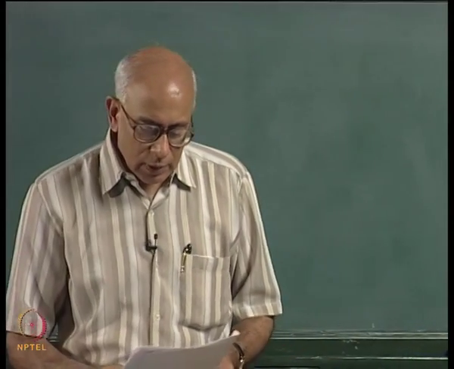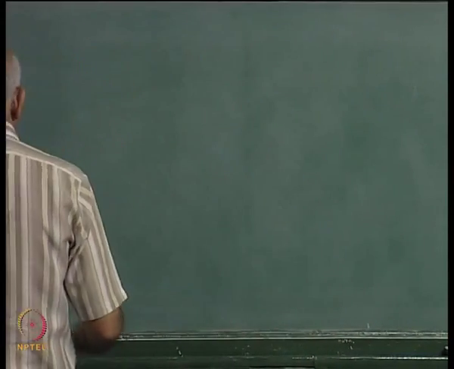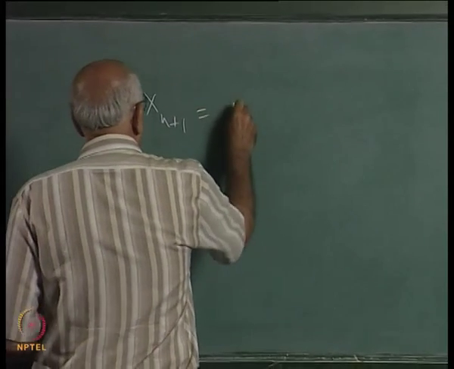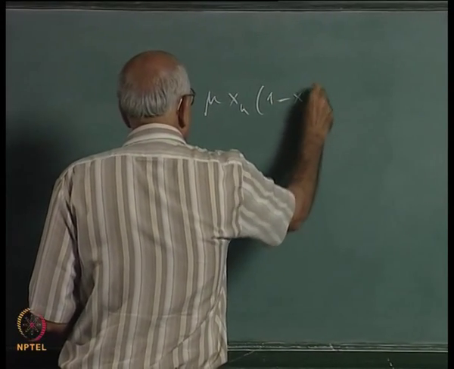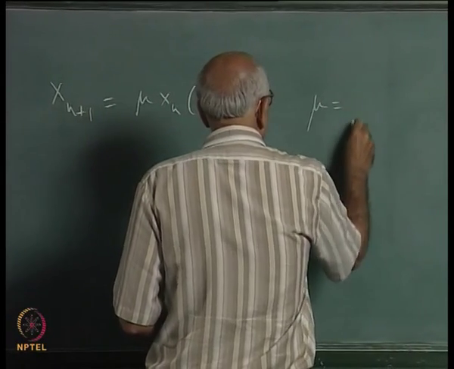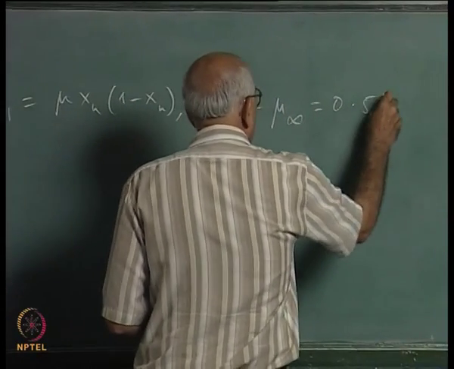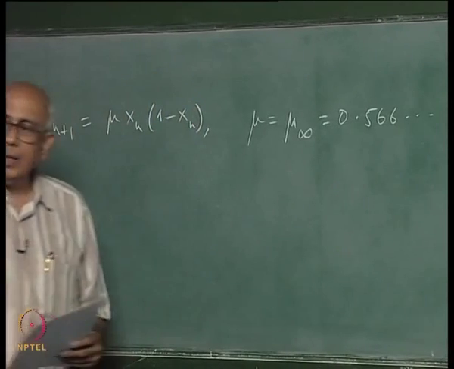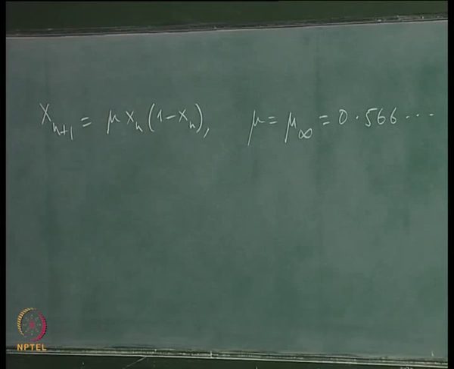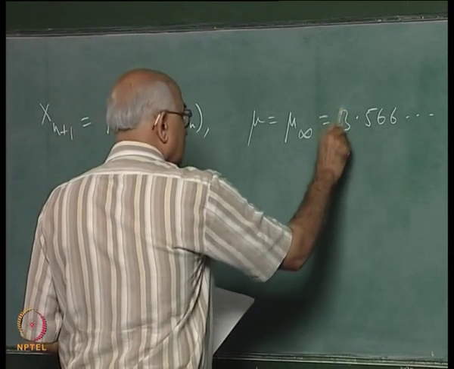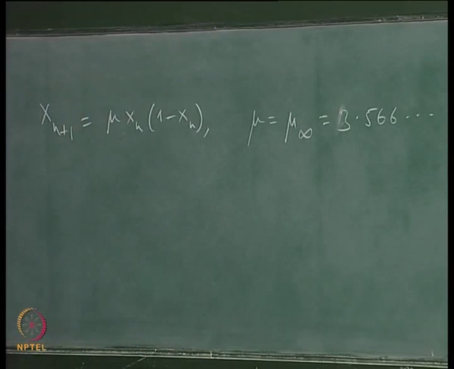The Lyapunov exponent of the logistic map, x(n+1) equals mu times x(n) times (1 minus x(n)), at mu equal to mu infinity equal to 3.566 etc. This is the end of the period doubling cascade of bifurcations. So the statement is that the Lyapunov exponent at this value of mu is equal to log 2. It's false, it's 0, because it's the onset of chaos.